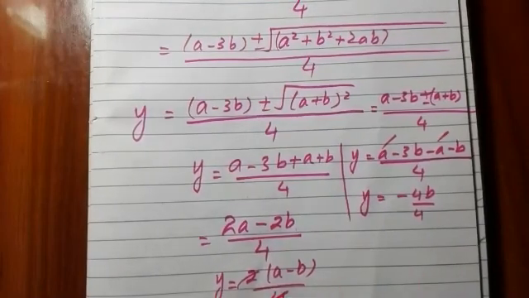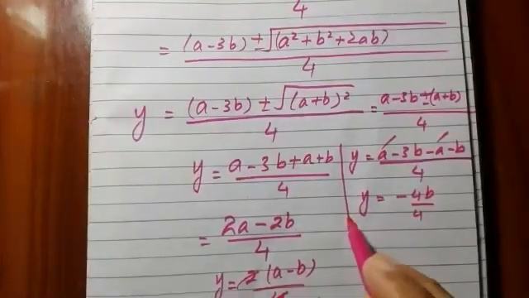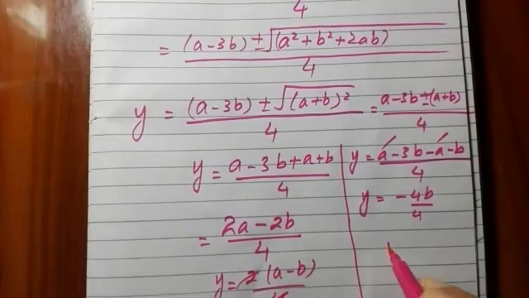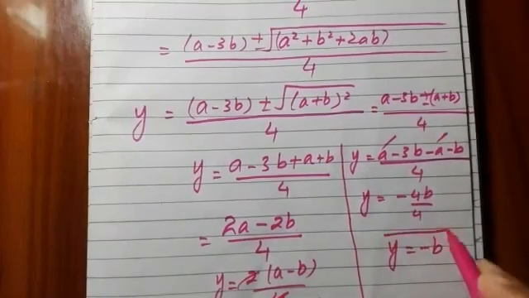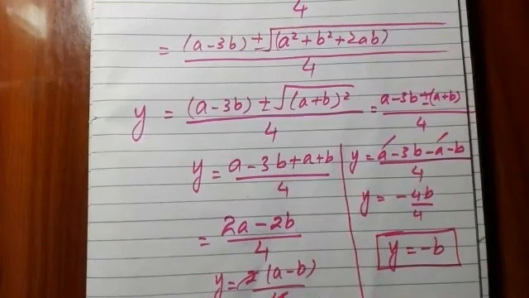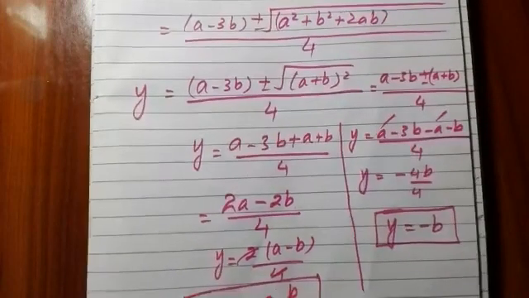This is the first value of y. And after the cancellation, we will be getting y is equals to minus b. This is the second value of y, minus b. So we have finished up to the values of y, which have just been calculated.